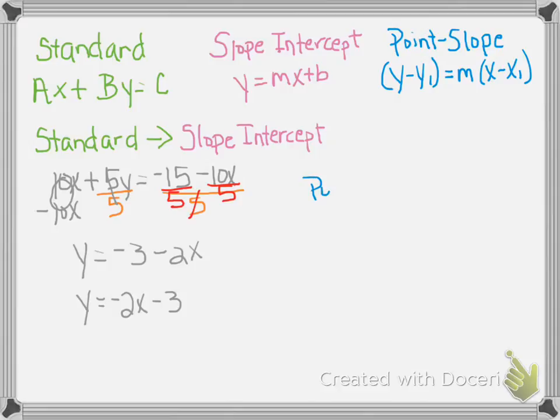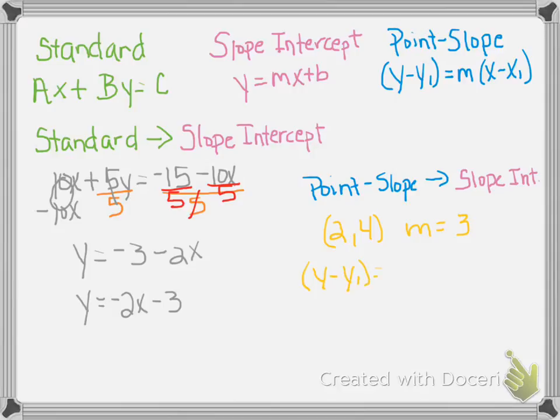Okay, now we're going to take an equation and convert it from point-slope to slope-intercept form. And the two things that you need to know here is you need a point and you need your slope. So we're going to use (2, 4) as our point, and our slope is going to be 3. Okay, so we plug our numbers into our equation. So we have y minus y1 equals m times x minus x1.